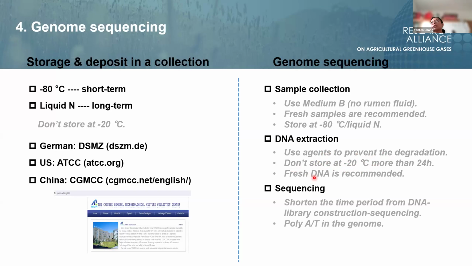For the sequencing, because we know the genome has low GC content, we recommend that we shorten the time period from DNA extraction to library construction and to sequencing. That means once you get your samples, you need to extract the DNA. And once you get the DNA, you need to sequence your samples. So, because there is really, really high AT content in the genome.